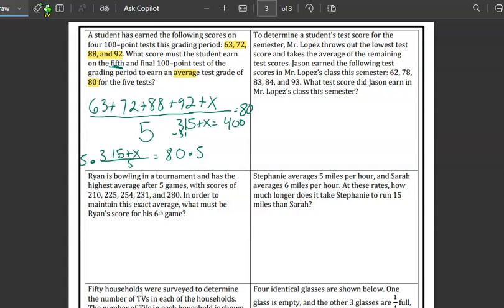Lastly, go ahead and subtract 315 from each side. The missing value is 85. So that means that the student needs to earn at least an 85 to get a test grade of 80 for the 5 tests.